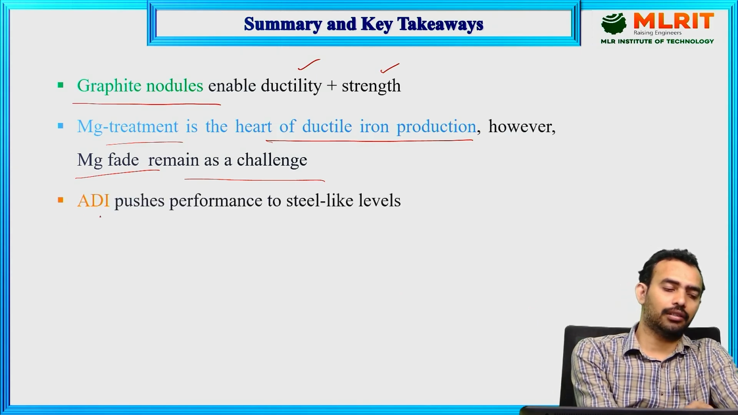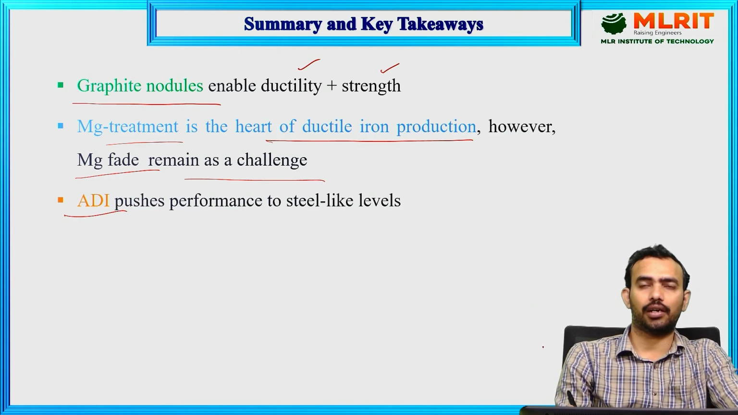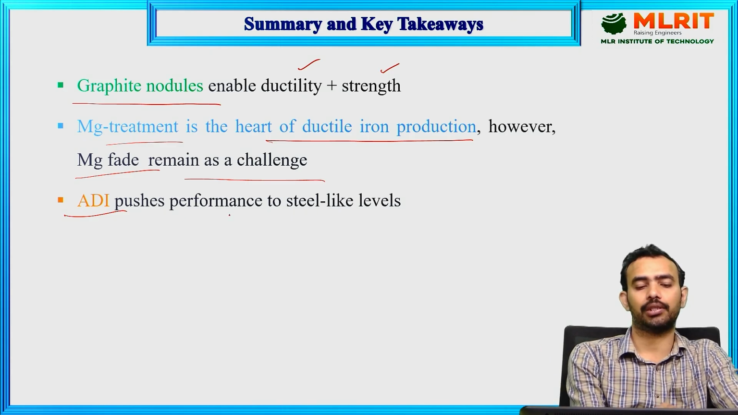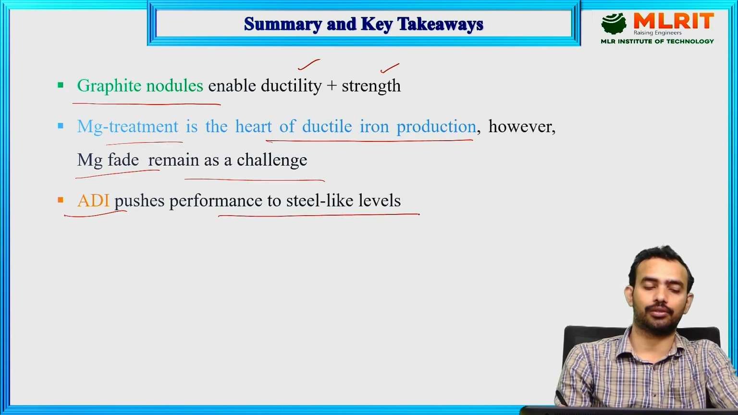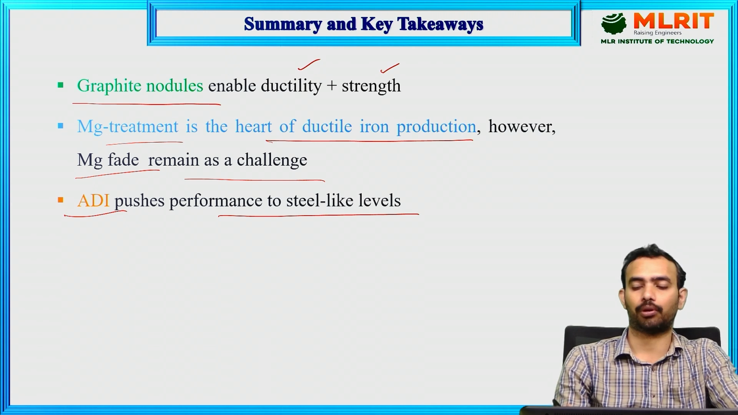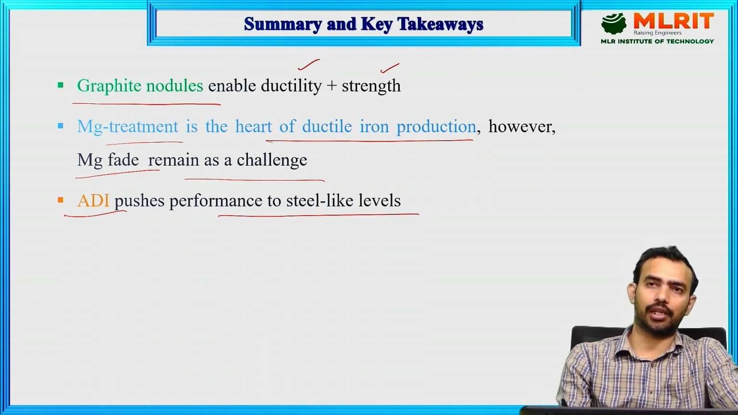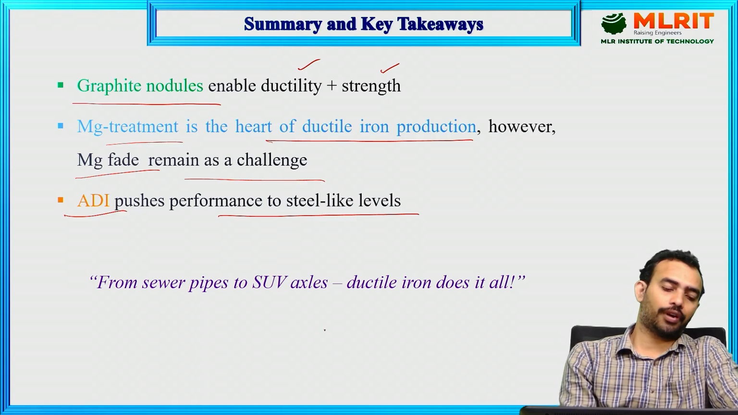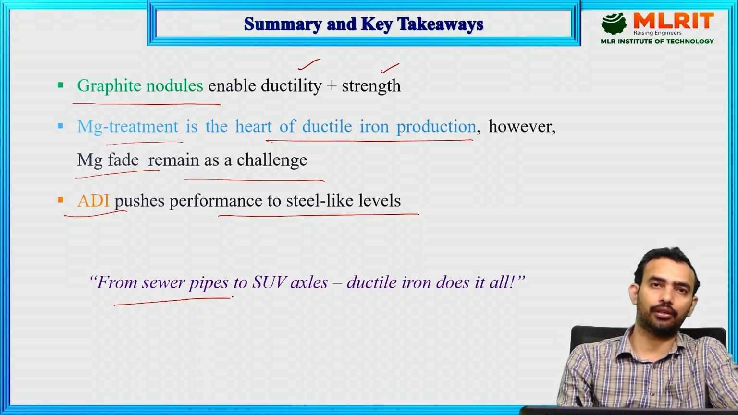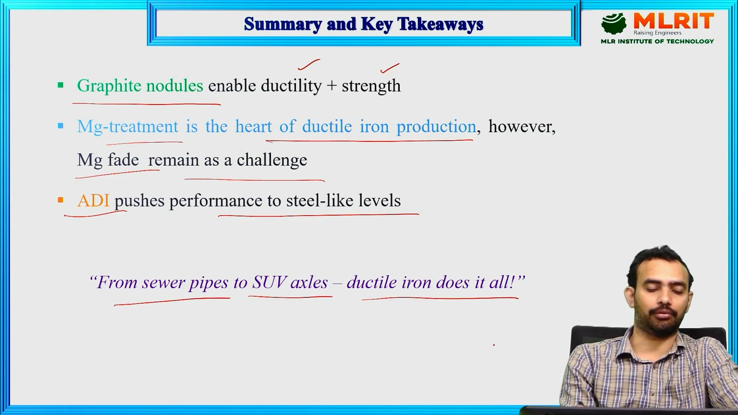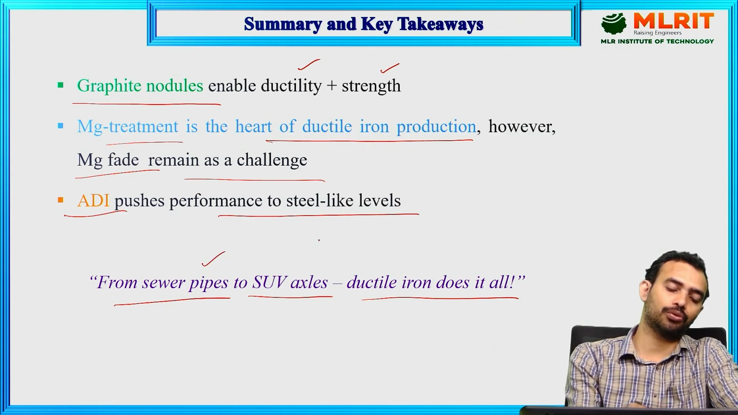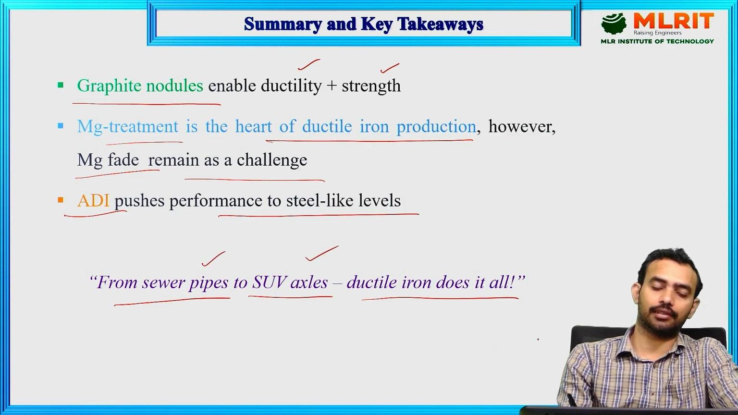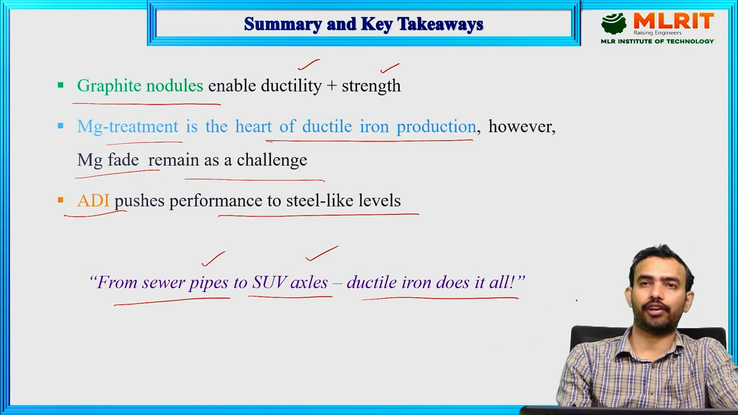ADI, austempered ductile iron, pushes the performance to steel-like levels. So it almost offers strength close to steel. From sewage pipes to SUV axles, ductile iron does everything. So we can give this line: from sewage pipes to SUV axles, this ductile iron finds its applications.